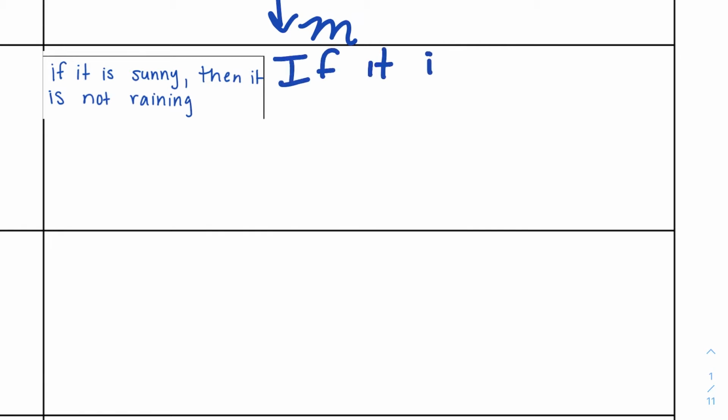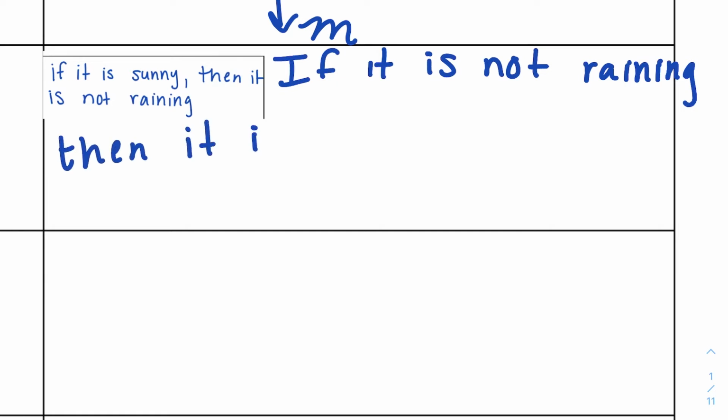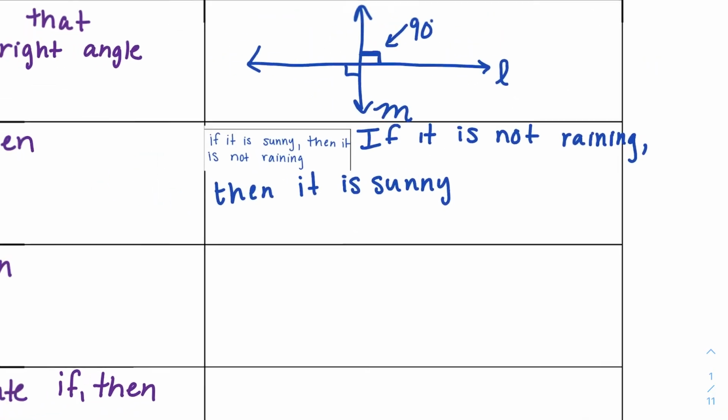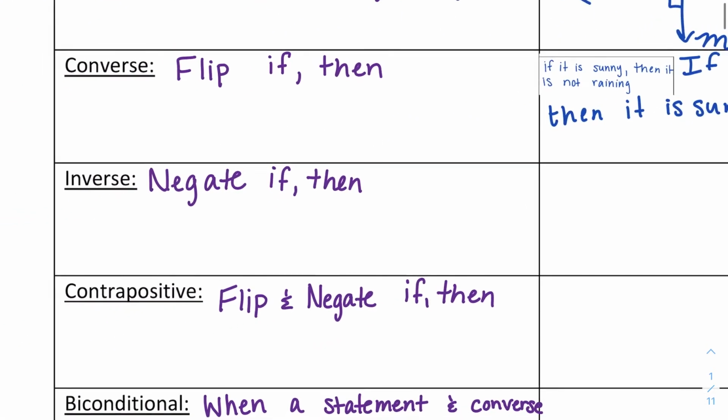if it is not raining, then it is sunny. So my hypothesis and conclusion do not change at all. The only thing that changes is the form or the placement of them. My conclusion is now going to come after my if, and my hypothesis is now going to come after my then. Okay? Let's look at the next one.